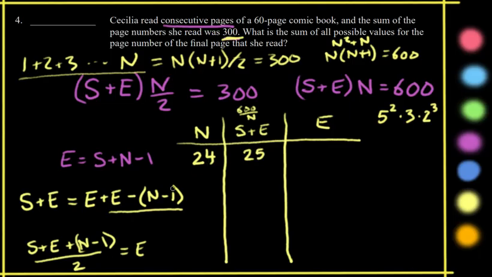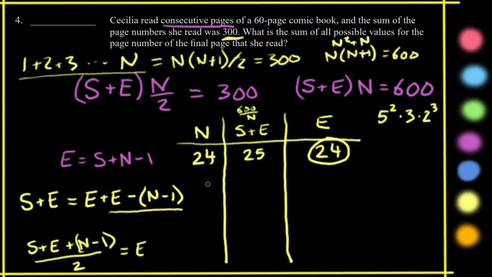And from this equation, we can take our s plus e, add n minus 1, which is 23. So 25 plus 23 is going to be 48, and then divide by 2, the ending number is 24. And that makes sense because we went 1 to 24, right? So we have those page numbers. So that's one possibility, is that the ending number is going to be 24.